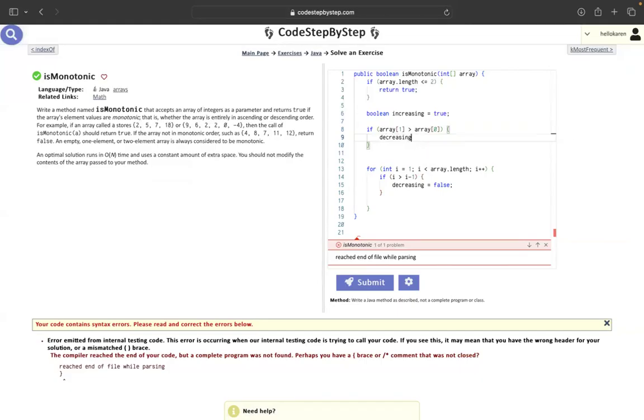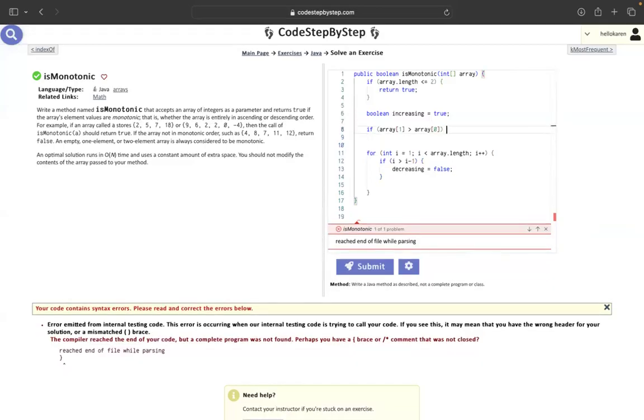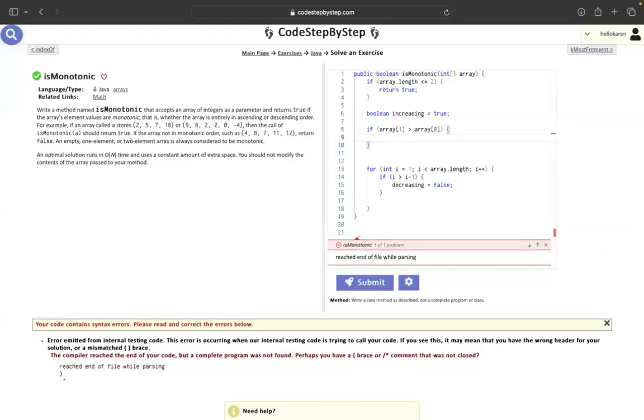No, there's no decreasing. You deleted that, right? We don't need it. So if your second element is greater than your first one, should you set increasing to true or false? If my second element is greater than the first, then increasing is true.